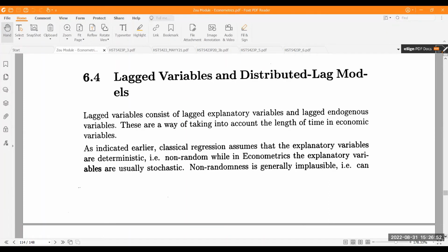Okay. Now let's talk about the lagged variables and distributed lag models.